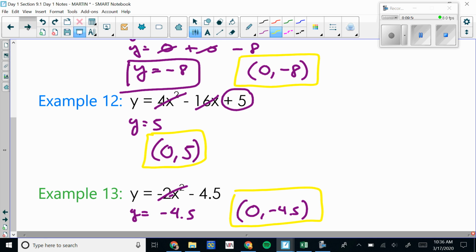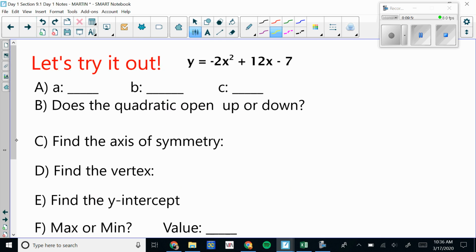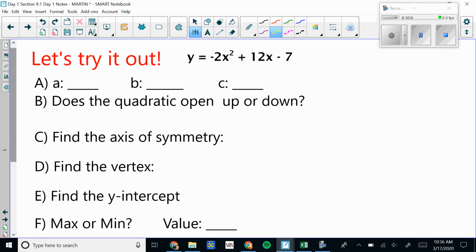Okay. So let's try it out on all of these. First off, a on this one is going to be -2. Let's try this. -2. B is going to be 12, and C is -7. Does it open up or down? This one is going to be opening down because it was a -2 for the A.